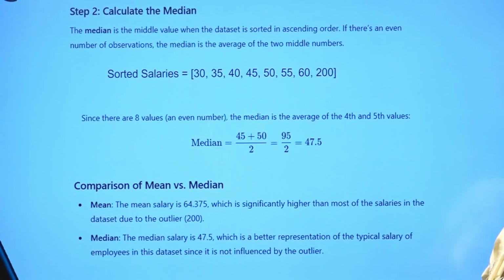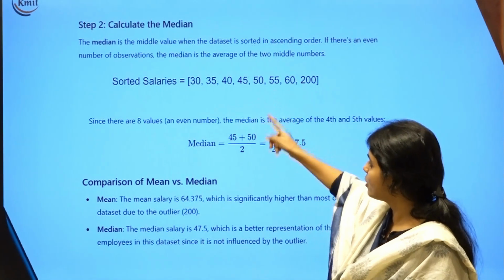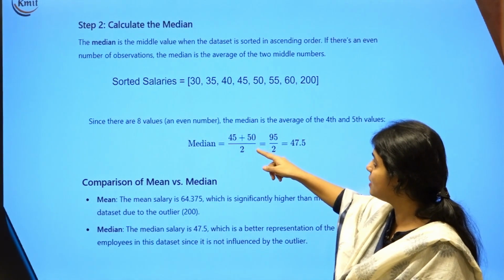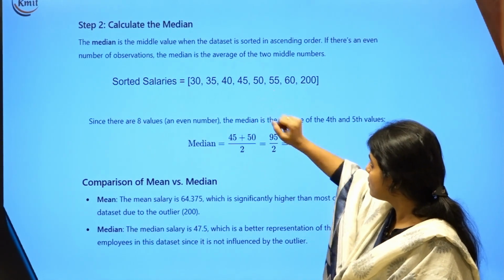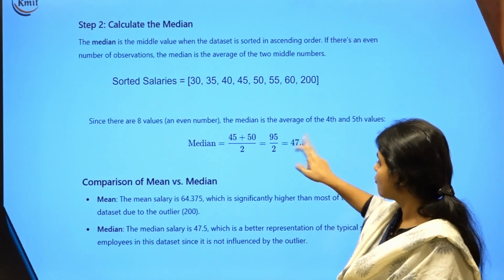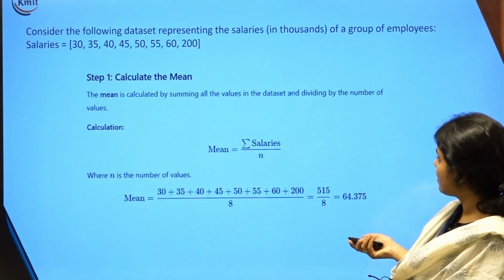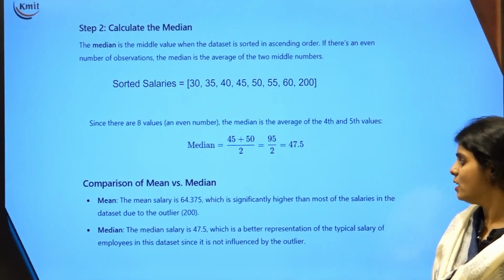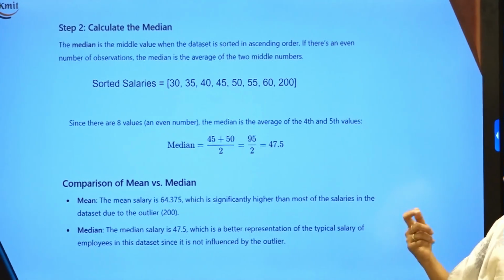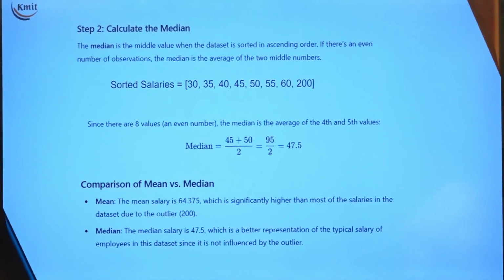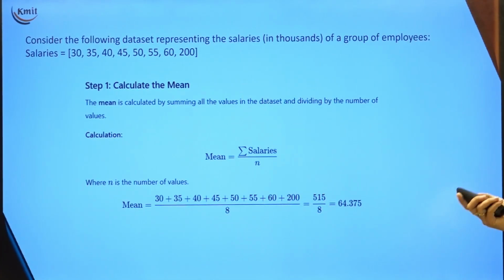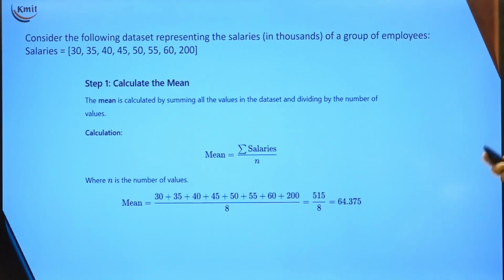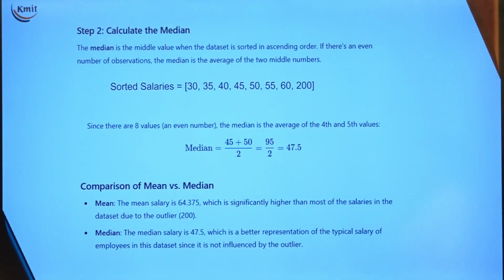Now for the median, first we have to sort the values in ascending order and then calculate the median, which is the middle value. As we have an even number of values, we take 45 plus 50 divided by 2, which is 47.5. So the mean is 64.375, which is significantly higher, while the median is 47.5. The salaries start from 30 and the highest one excluding the outlier is 60, but the mean itself is 64, which is higher than usual. This is because of the outlier present in the data.